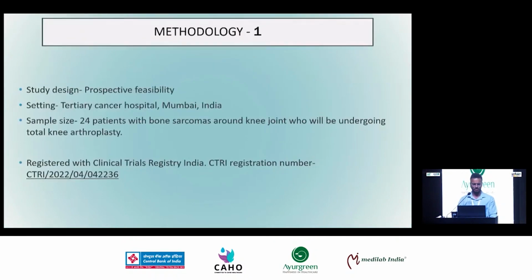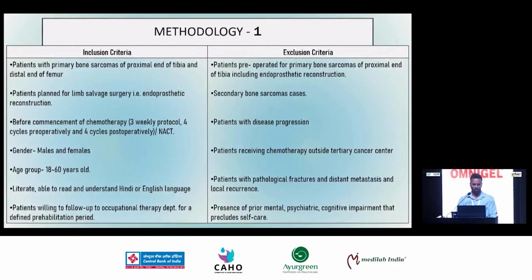So the study was designed as a prospective feasibility study in a tertiary cancer center, Mumbai, with a sample size of 24, which was drawn using convenient sampling. The study is registered with the Clinical Trials Registry India. So males and females, both from the age group of 18 to 60 years old, with primary bone sarcomas of the proximal end of tibia and distal end of femur, who were planned for endoprosthetic reconstruction, were included in the study before commencement of their chemotherapy, that is called neoadjuvant chemotherapy. And patients with metastatic disease, secondary bone sarcomas, disease progression, pathological fractures, and those with prior mental, psychiatric, and cognitive impairment that precluded their self-care were excluded from the study.